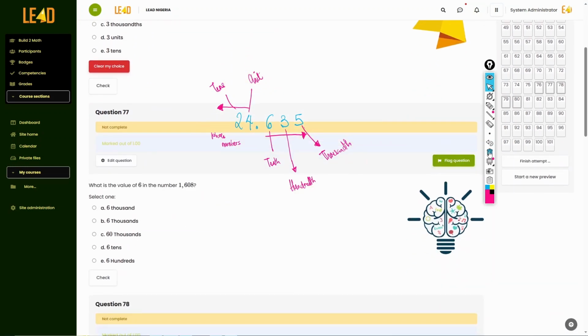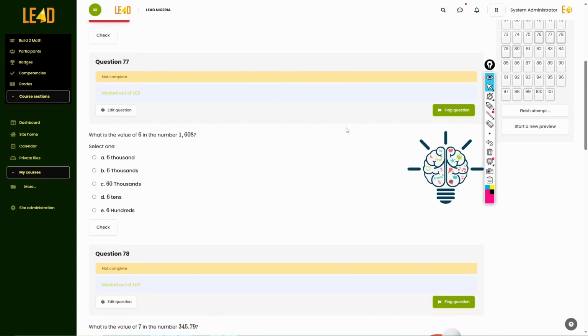What's the value of 6 in that? Okay, so 1608. So units, because we are in the whole number domain, right? So tens, hundreds. Okay, so it's 600s.